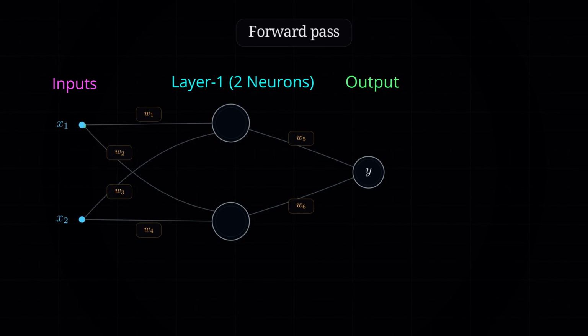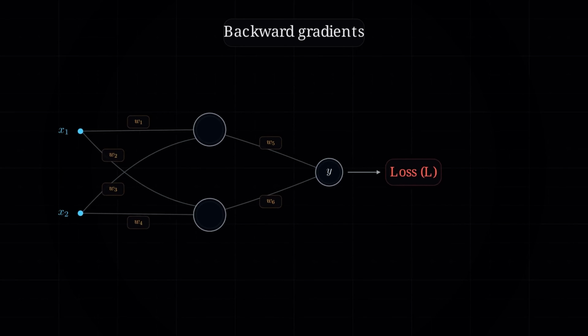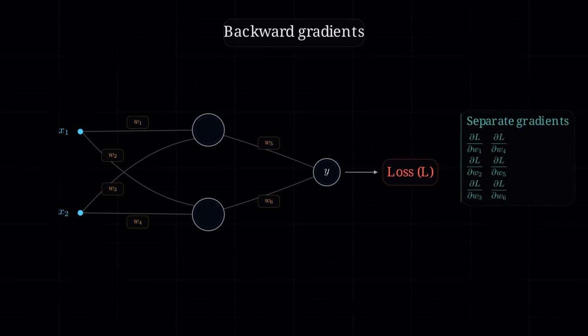Just like before, we first do a forward pass. The inputs move through the network. The neurons compute activations. And eventually we get an output. Then we compute the loss. Now we want to reduce this loss. But notice something important. We no longer have only one weight. We now have many weights. So we need a separate gradient for every weight. This is where backpropagation becomes powerful.